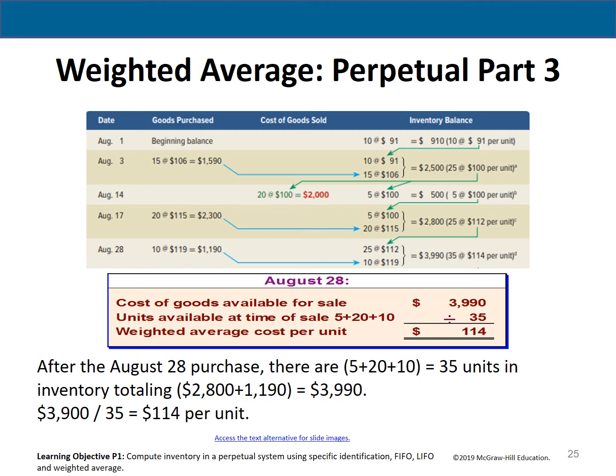Well, we had 25 before the purchase. We just added 10 more. So there's 35 bikes in total. Divide the number of bikes into the total cost of all those bikes. The new average cost per bike is $114. So every time you purchase more inventory, you must update that average inventory. That's why we call it weighted average.